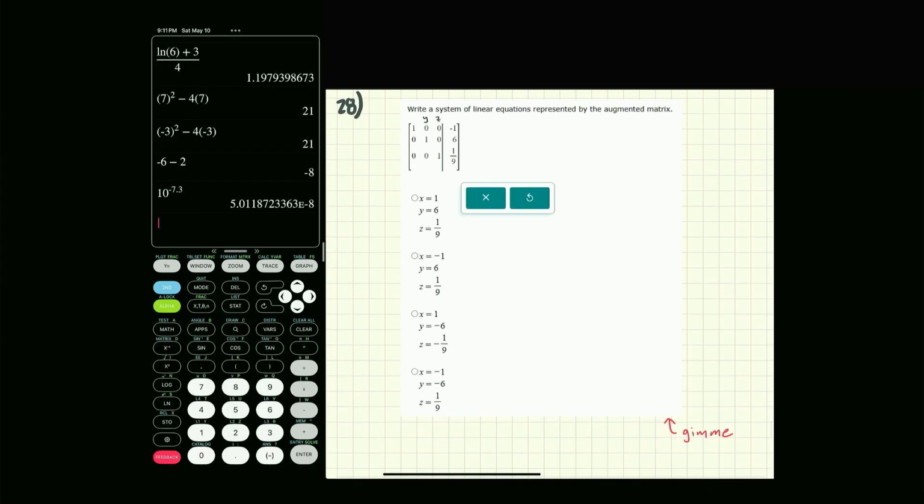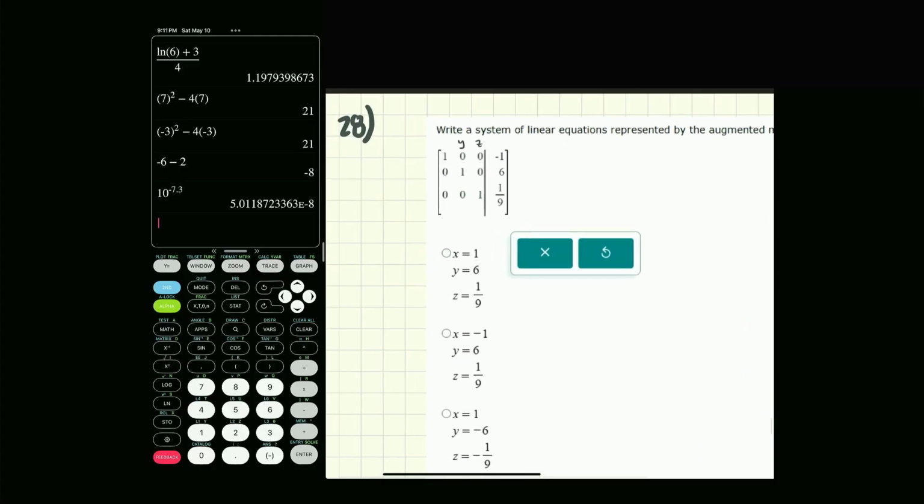28, again, just writing the equations represented by this matrix. You might notice your answer choices only have like one variable for each of the equations, which kind of makes sense because if you look at this matrix, let's write this out. This first equation would be 1x plus 0y plus 0z equals negative 1. Well, 0y and 0z, we can ignore those. Those are just zeros. They get zeroed out. So really, we can think of this equation as x equals negative 1.